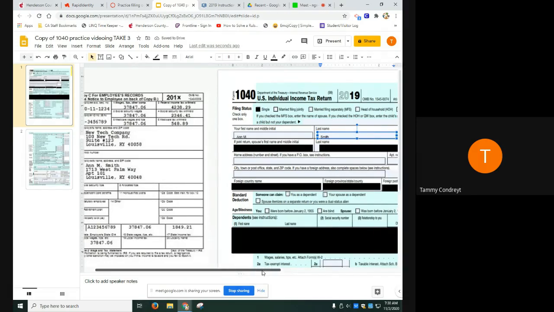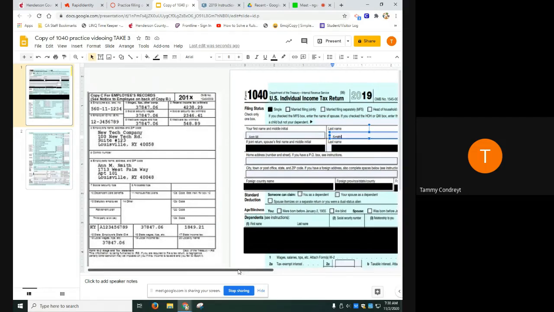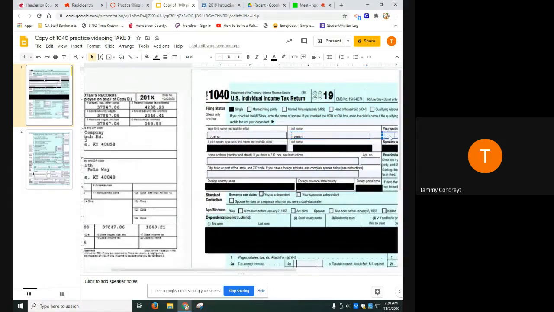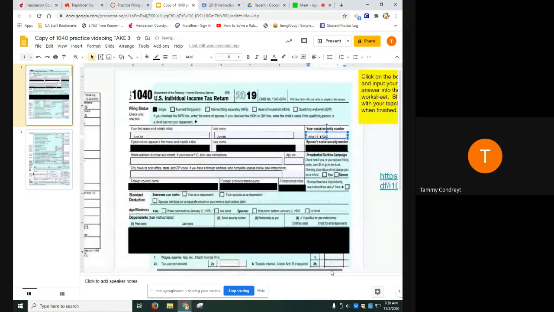And then we're going to go over here and get her Social Security number. It's located right there on this W-2. So it's 560-11-1234. That's a fake Social Security number used for this.